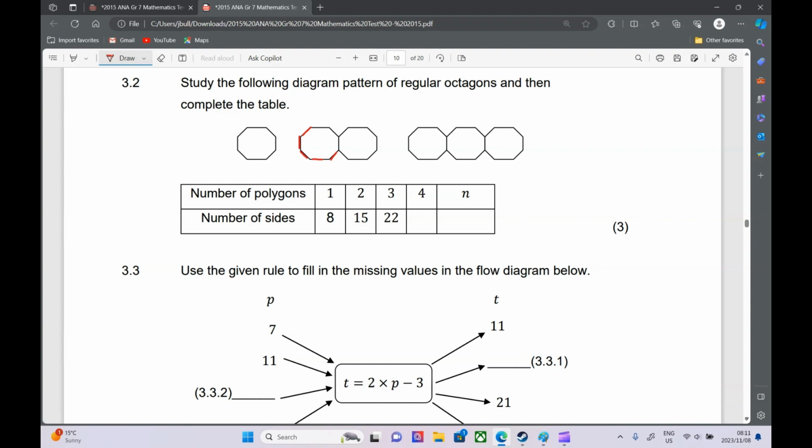So what we are going to check is what we are adding on every time here. So 8 add 7 would give me 15. Let's check the next one. 15 add 7. Okay, so that is our pattern. So if we wanted the next one, add 7, we're going to go 22 add 7 is 29.